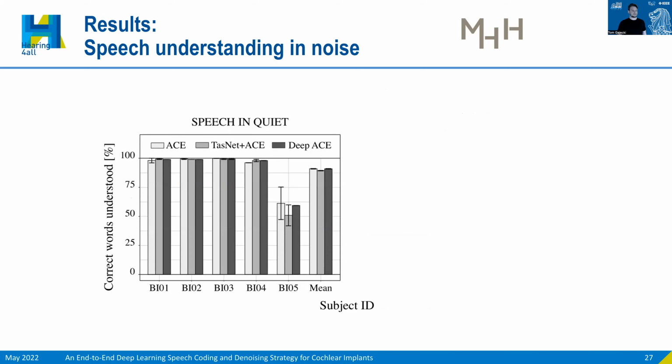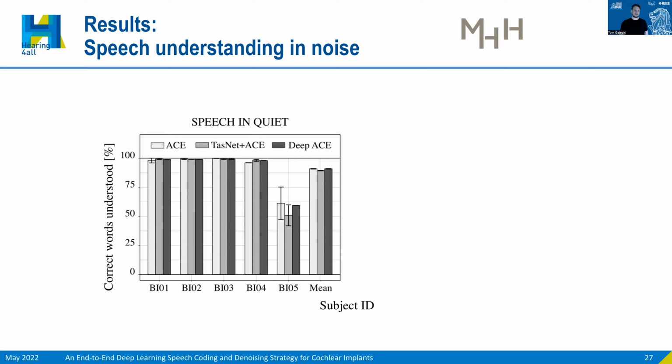Regarding the speech results, first we tested speech in quiet to assess whether the front-end TasNet plus ACE and dpace were compromised in terms of speech understanding in quiet, if there are some artifacts or things like that that could cause a problem in terms of speech coding or sound coding in general. We can see in this bar plot the individual results for each of the 5 subjects tested. We tested them with direct stimulation, by the way, using a research interface.